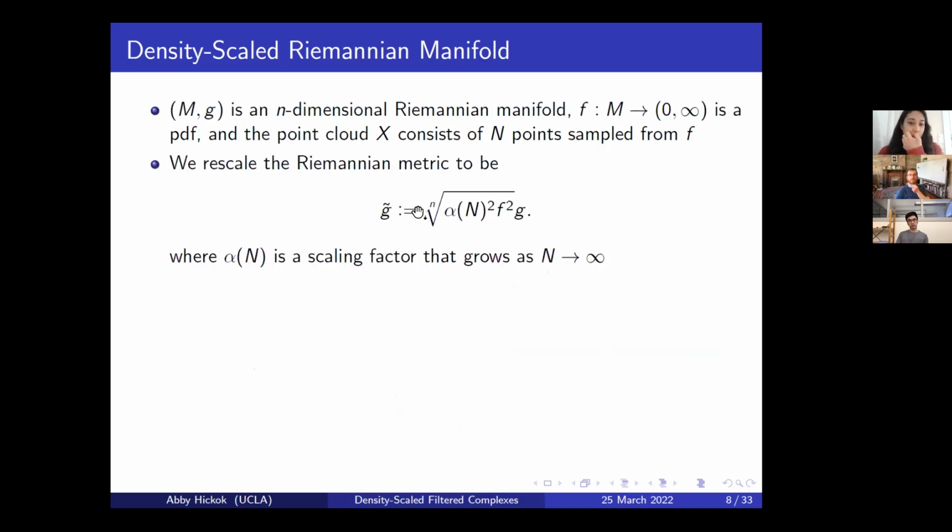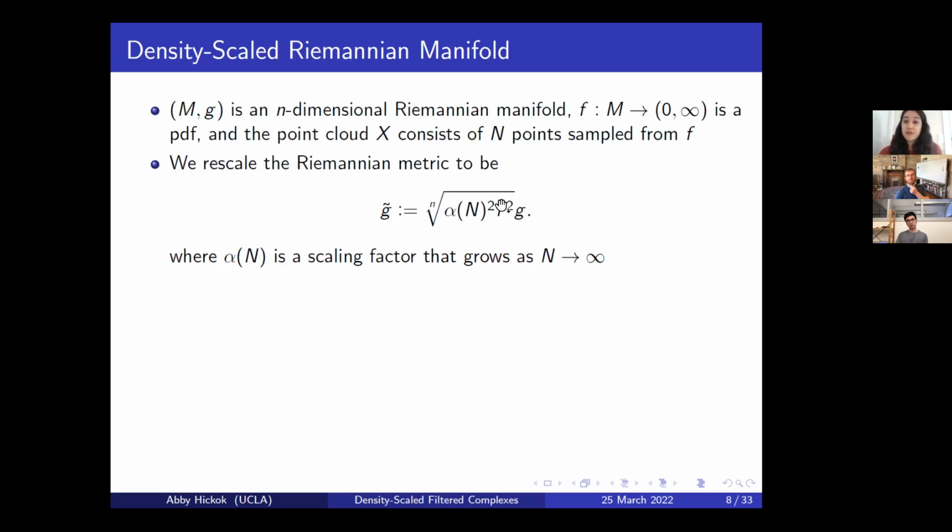I'm defining this density scaled Riemannian metric to be the nth root, where little n is the dimension of the manifold, of alpha n squared, where n here is the number of points. Alpha n is some scaling factor that I'll talk about later. It grows as the number of points grows, times the density f squared times the original Riemannian metric.